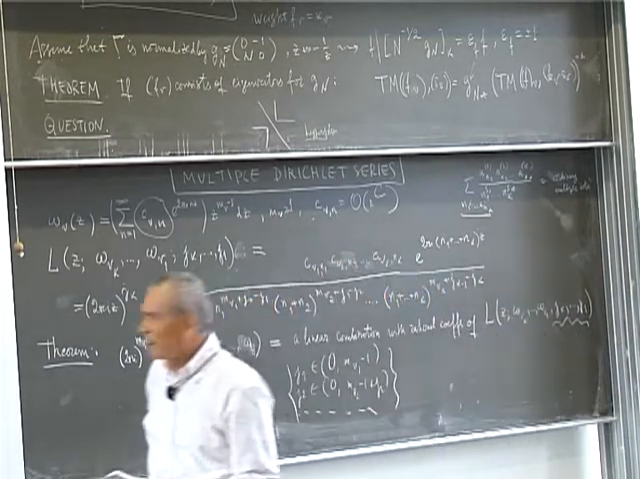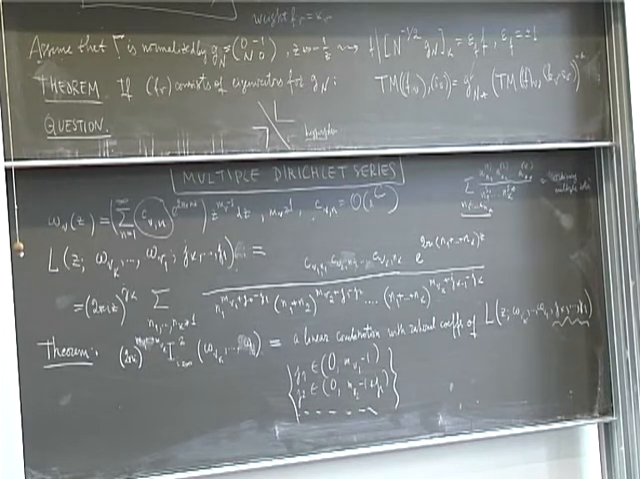Sorry? No, J is a total integral where I is just one coefficient. Yes, just one coefficient.